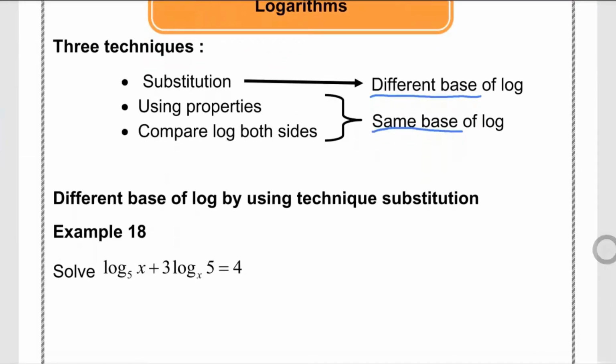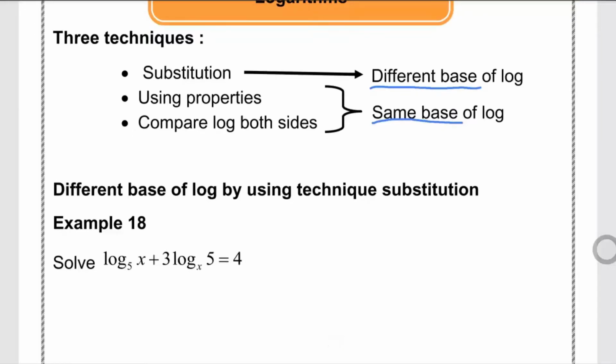Let's look at example 18. Solve log x base 5 plus 3 log 5 base x equals 4. From this question, we can clearly see that for the first log, we have 5 as the base, and for the second log, we have x as the base. So we have different bases. That's why we're going to use the substitution technique.